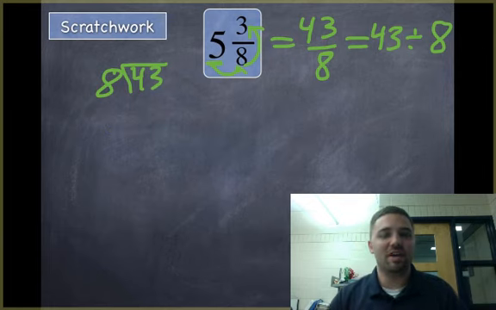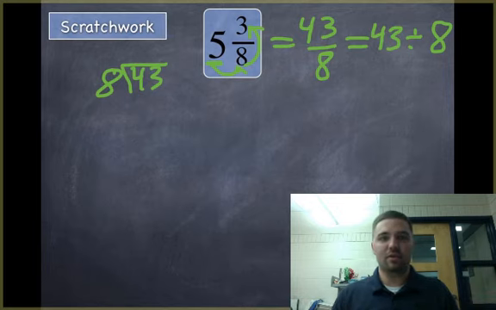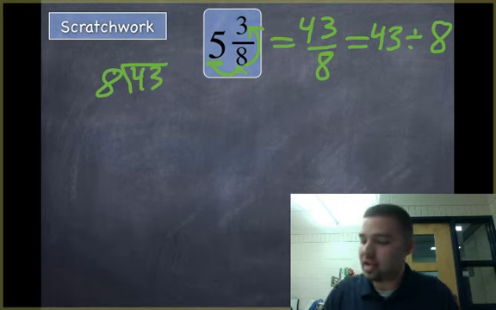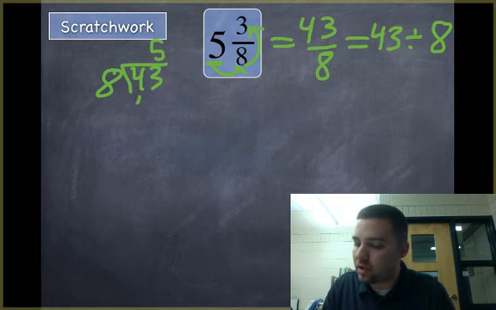Okay, and the question is, how many times does 8 go into 4? It doesn't. How many times does 8 go into 43? Well, let's see. 8 times, I'm going to take a guess here. 8 times 5 is 40. So I don't want to go beyond that. So I think it's 8 times 5. All right, 8 times 5 is 40.